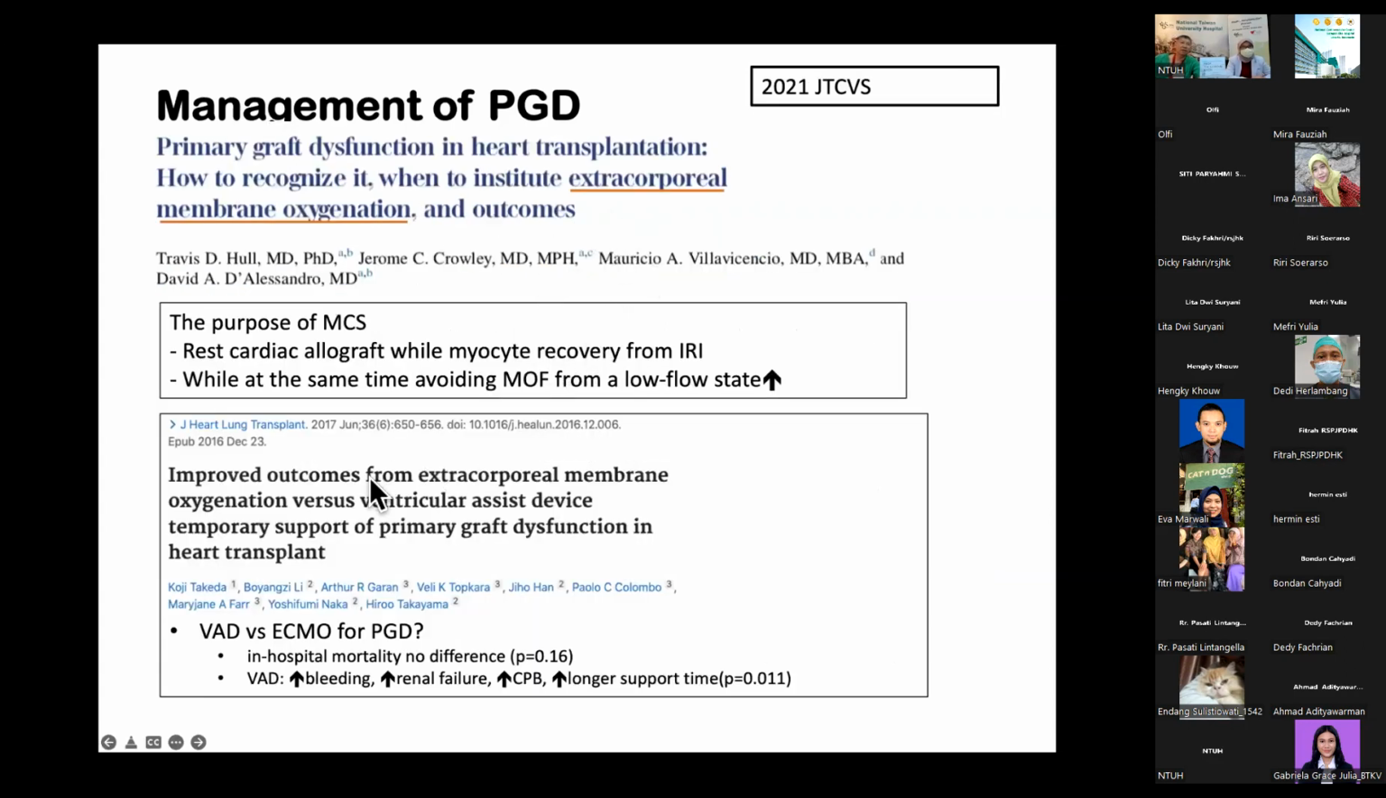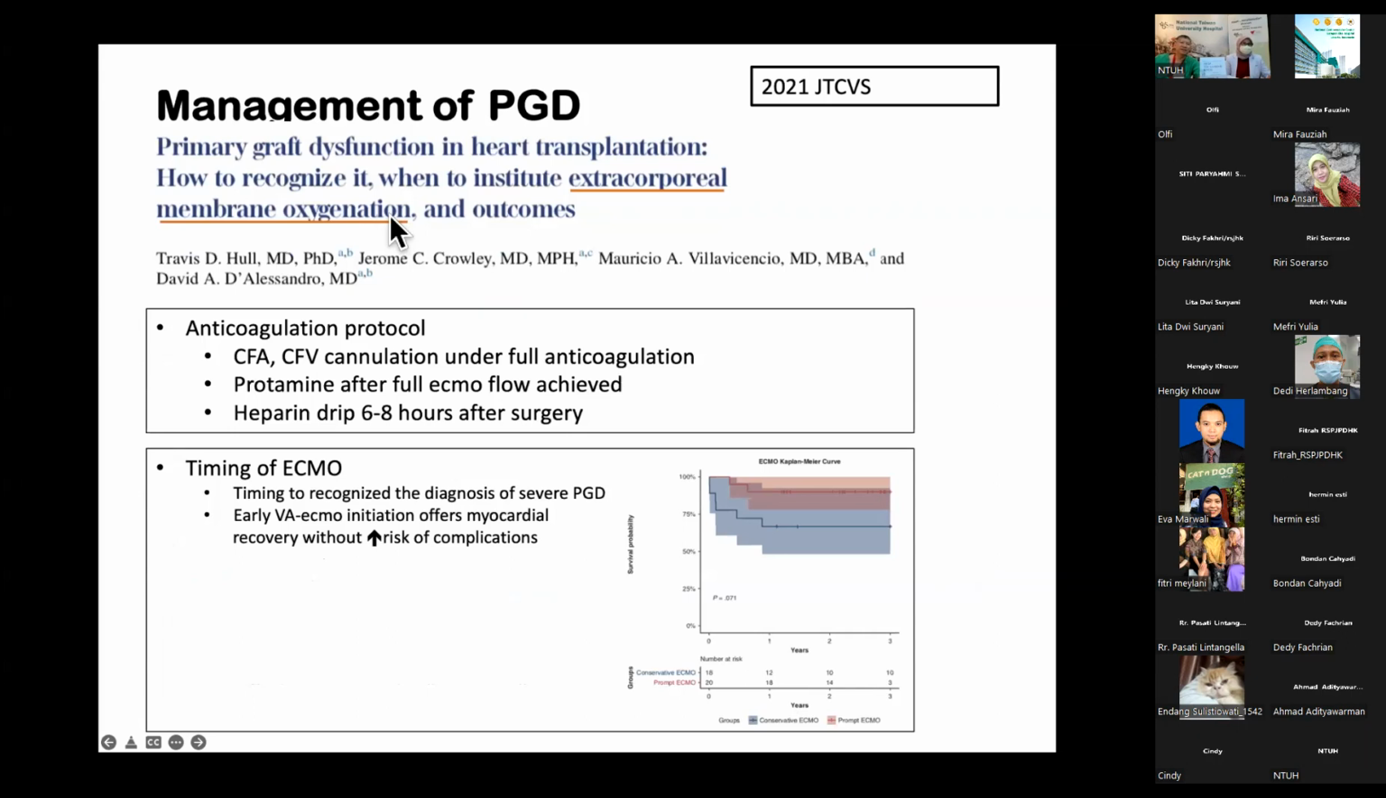Okay, timing. So improve the timing. VAD or ECMO, usually the mortality is similar, but for bleeding and renal failure, it's easier. You may go from the sternum or from the common femoral, it's fine. We usually give protamine for full dose reversal in the operation room immediately, even under ECMO support. Because after the transplantation you are bleeding, we just pack it and then wait.